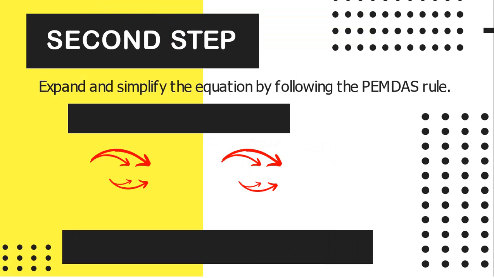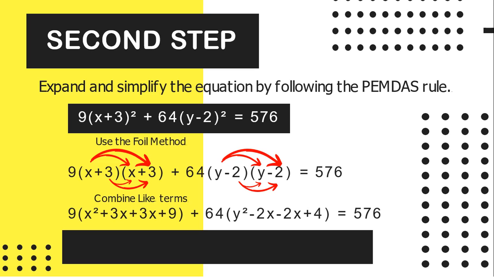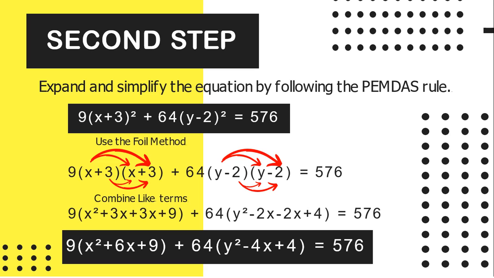For the second step, we should expand and simplify the equation by following the PEMDAS rule. We'll then solve the quantity of x plus 3 squared and the quantity of y minus 2 squared by the FOIL method. We multiply the x's, the 3's, and the x and the constant numbers. The same will be applied to the quantity of y minus 2 squared. Now, we have 9 multiplied to the quantity of x squared plus 6x plus 9 plus 64 multiplied to the quantity of y squared minus 4y plus 4 equals 576.